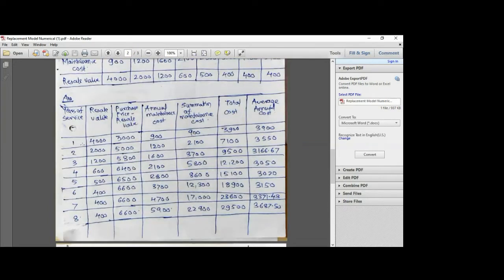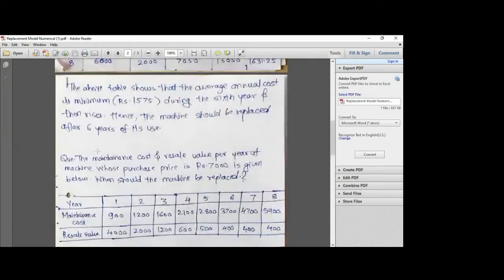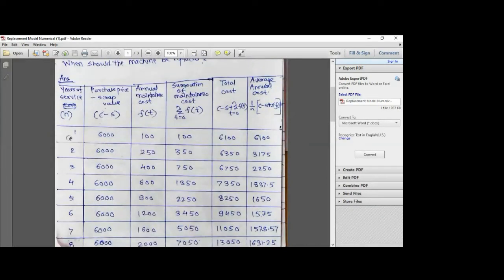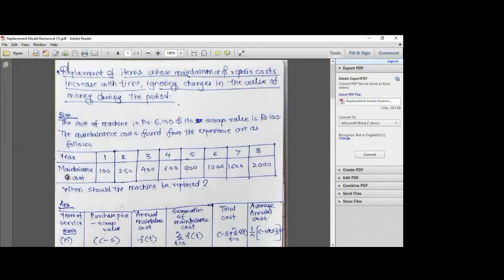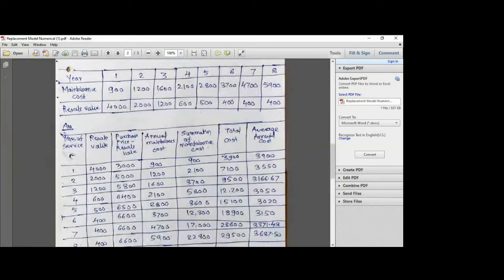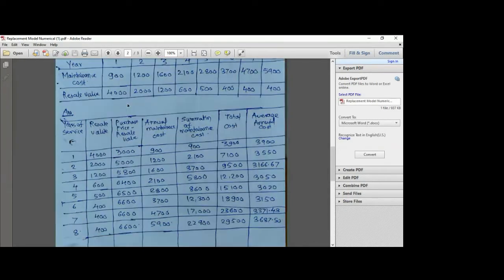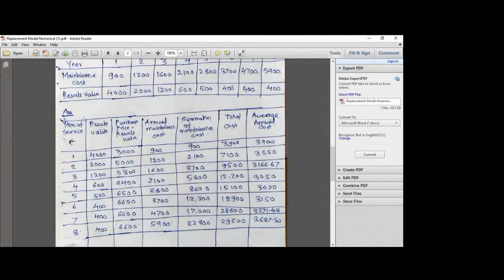So for example, in the first column we have taken the years of service. Now we have to consider the resale value column, because the resale value is going to change per year. Earlier, we haven't considered the scrap value column. Why? Because the scrap value was constant and it was given as rupees 100. But now the resale value is going to vary for every year, and that resale value for every year is to be taken into consideration, right? So the resale value column has been taken into consideration.